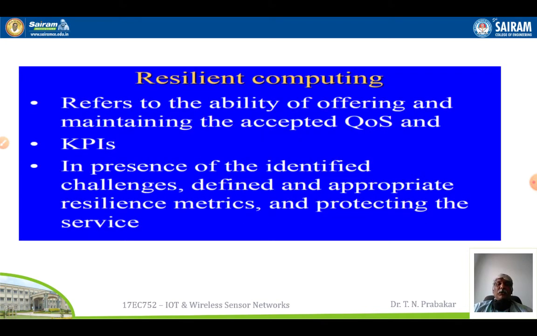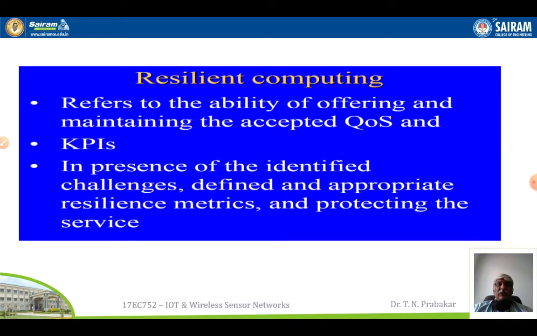Resilient computing refers to the ability of offering or maintaining the accepted QoS and the KPIs, right? Say for example, resilient in the normal English sense: after a problem, how does my system come back to its normalcy? How fast my system can come back to its normalcy is called resilient computing.